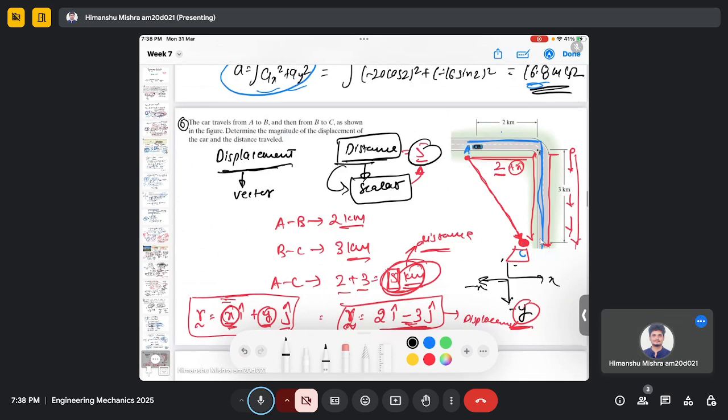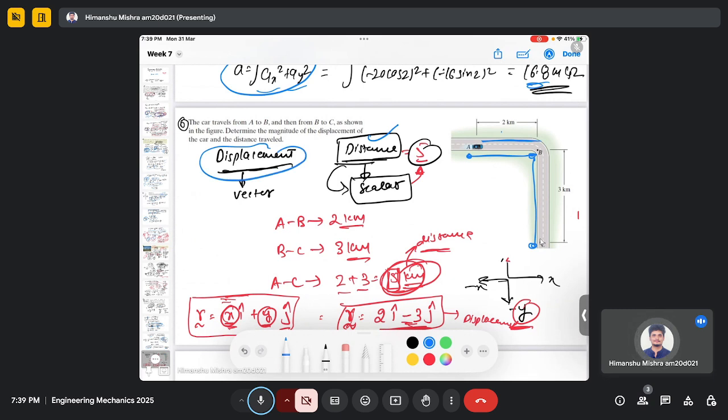So this was a question where the car moved from point A to point B, and then from point B to point C, and we need to find the distance and displacement for the case. The distance is pretty simple to find. Because it's a scalar quantity, you can use the additive property of a scalar. From A to B it's 2 kilometer, and from B to C it's 3 kilometer. So total distance will be 2 plus 3, 5 kilometer.